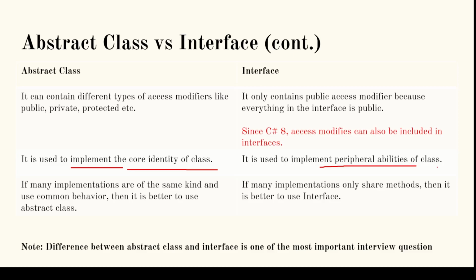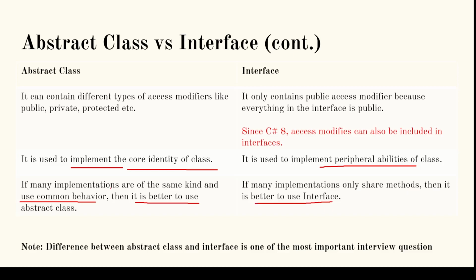What do we mean by it? When we create an abstract class, it means we are creating an identity of a class. When we declare an EmployeeBase class, we can have the functionality that will be common for all types of employees. But in the case of an interface, we can add behavior that can be used by any type of class. If many implementations are of the same kind and use common behavior, then it is better to use an abstract class. If many implementations can share methods, then it is better to use an interface.